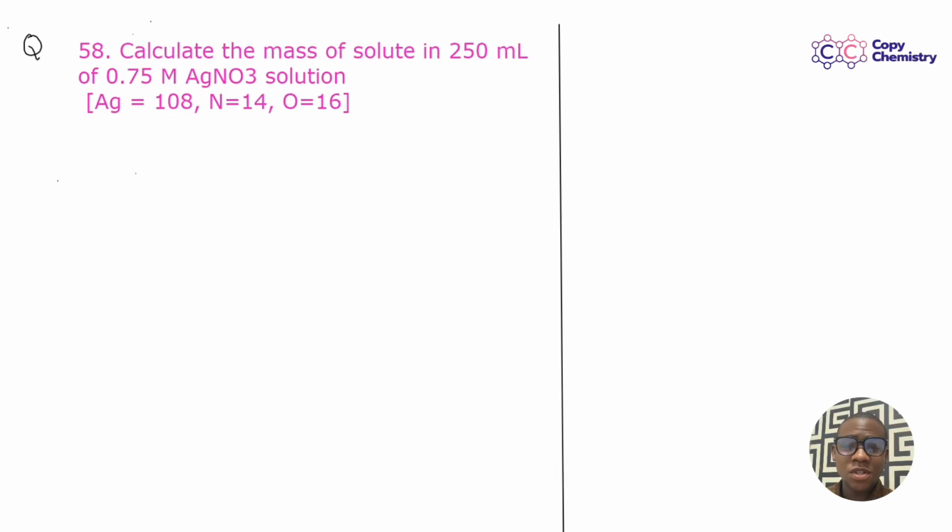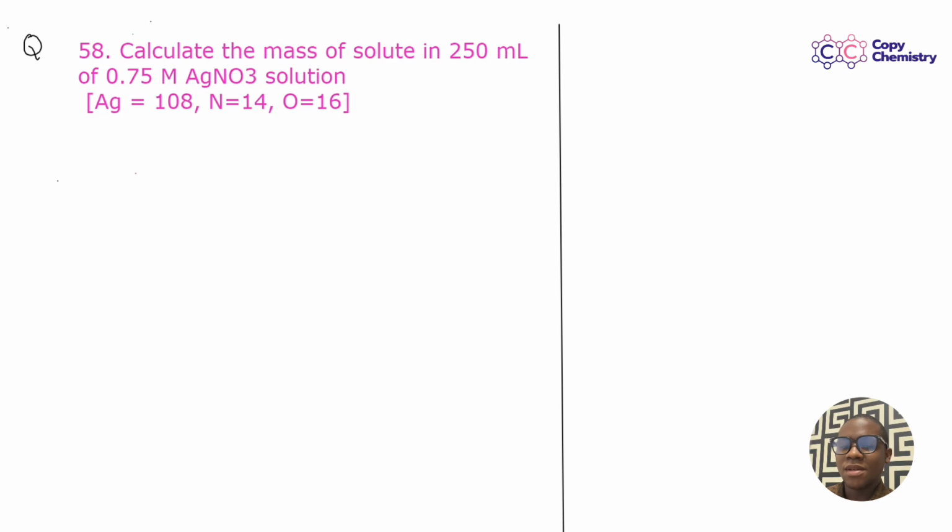Hello, this is question number 58 on stoichiometry. Calculate the mass of solute in 250 ml of 0.75 molar silver nitrate solution. They've given us the relative atomic mass of silver nitrate and that of silver and then that of nitrogen and oxygen.